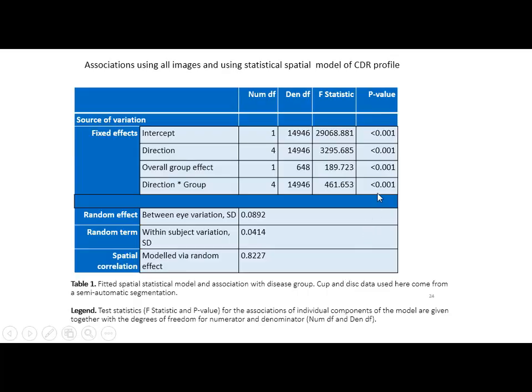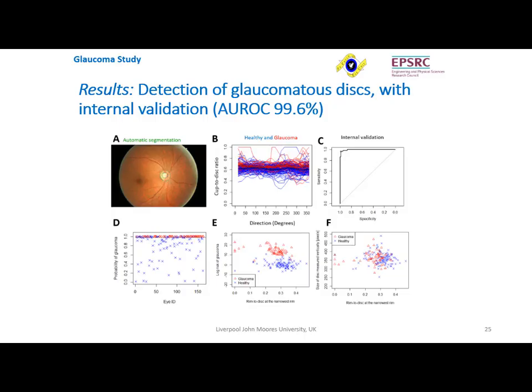So since I fit a statistical model, I can also actually look into a big table of all these associations, and I can see that, yes, the model that I found is statistically significant, and there is also a difference between these two groups. And then I can use it for detection of glaucoma.